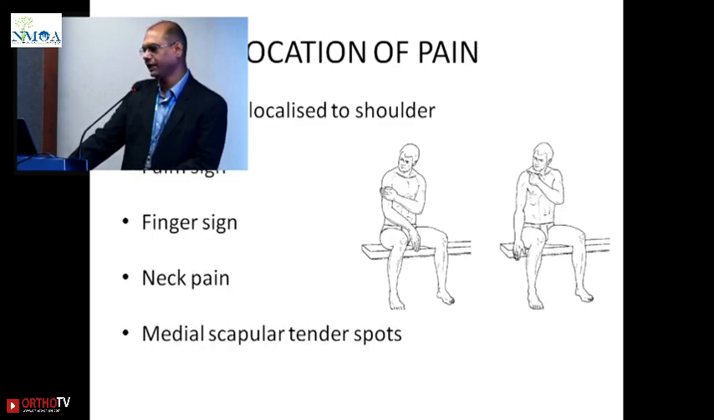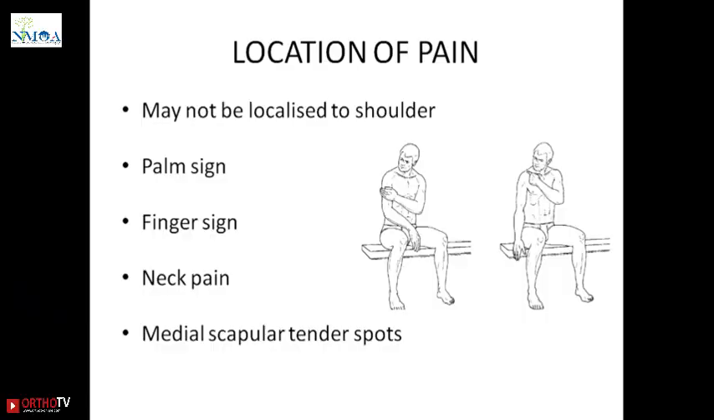So the location of the pain, sometimes the pain arising from the shoulder is not localized to the shoulder. They would sometimes point towards the insertion of the deltoid. Because of the deltoid overload, we may have symptoms which are lower down in the arm. Classically, we have the palm sign, in which the patient points towards the arm, which usually shows rotator cuff problems. And a finger sign like this, if it shows the finger, is usually most of our AC joint problem. Sometimes we have to ask whether it is associated with some kind of neck pain or medial scapular tender spots.